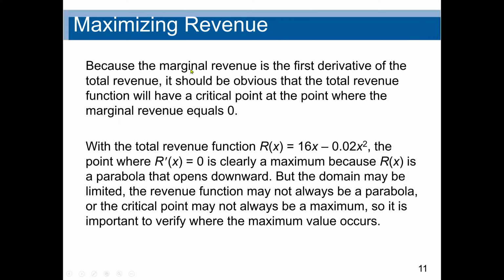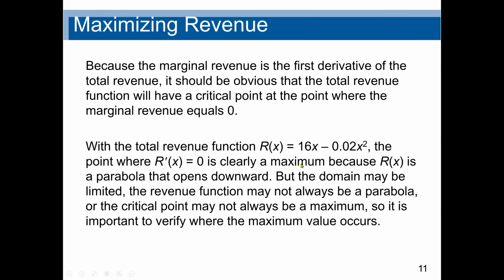So yeah, they say that the marginal revenue, again, is the first derivative of the total revenue. It should be obvious that the total revenue function will have a critical point where the marginal revenue equals 0. So we find the marginal revenue, which is the first derivative of the function, then we equate it to 0. And this clearly will be the maximum because R(x) is a parabola that opens downward. If it opens downward, it will curve up, then down. That means we have a maximum point there.